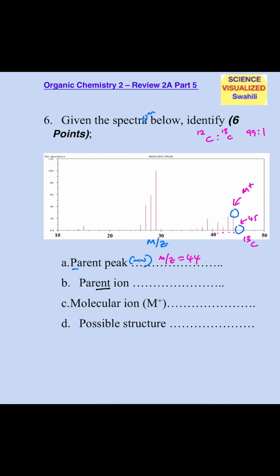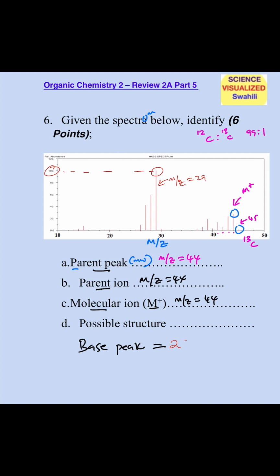Next, parent ion. Parent ion and parent peak are the same, so m/z equals 44. Molecular ion is the same thing as parent ion or parent peak, which will be m/z equals 44. So molecular ion, also called M+. The other thing that's not included here is the base peak or base ion, and that's usually the tallest peak. The tallest peak will be this one, has 100% abundance, and that one is m/z equals 29. So that will be 29.